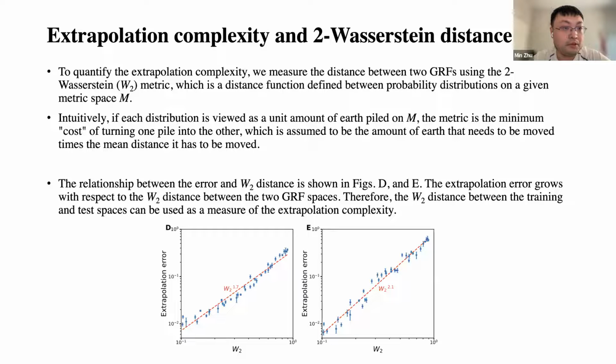The relationship between the error and the W2 distance is shown in Figure D and Figure E for the antiderivative equation and the diffusion-reaction equation. The extrapolation error grows with respect to the W2 distance between the two GRF spaces. Therefore, the W2 distance between the training and the testing space can be used as the metric of the extrapolation complexity.